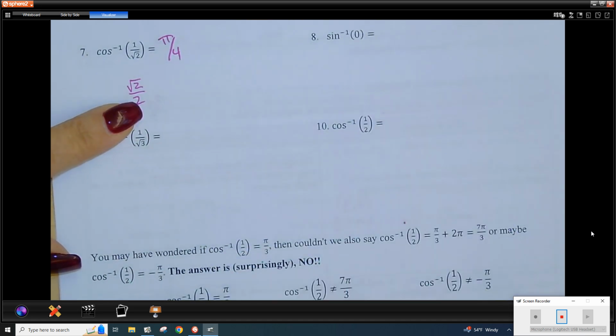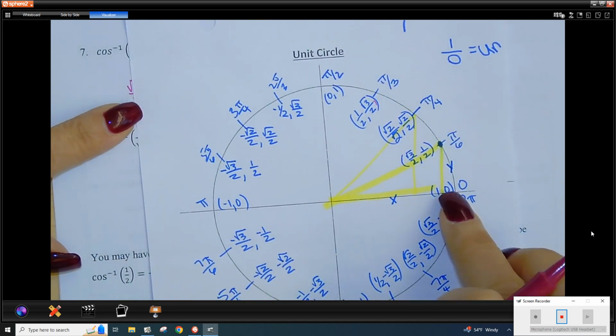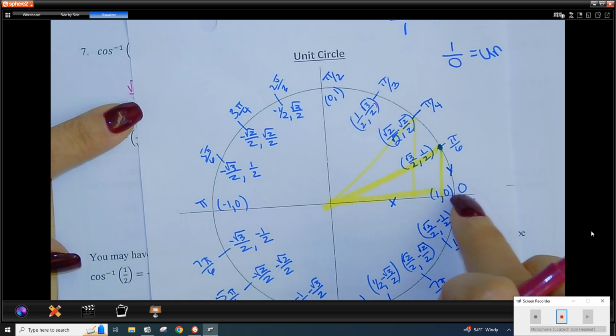Sine of 0. Here or here, first one we run into is 0.